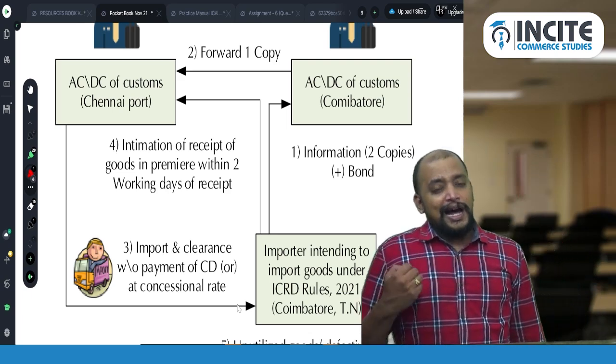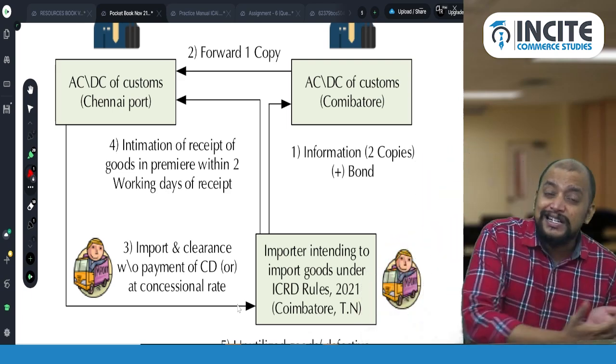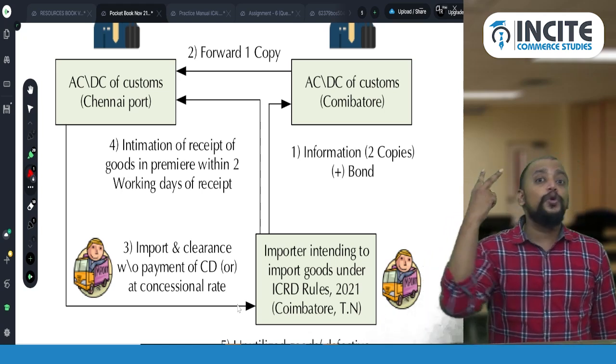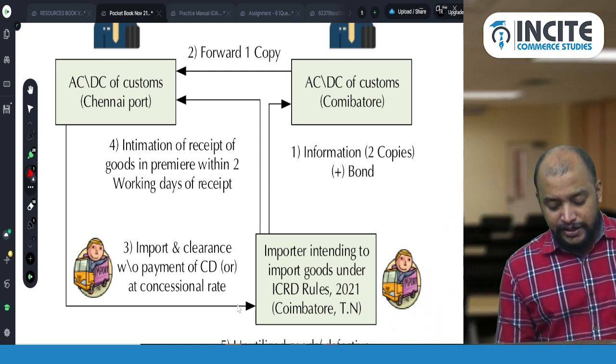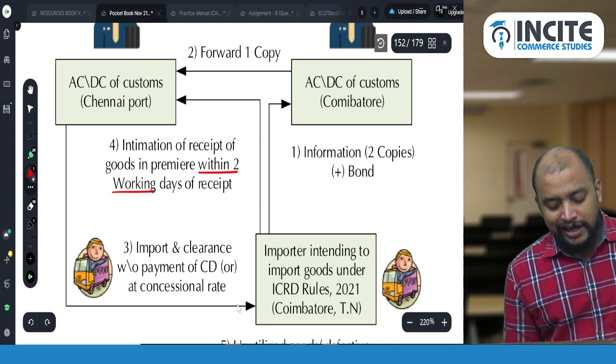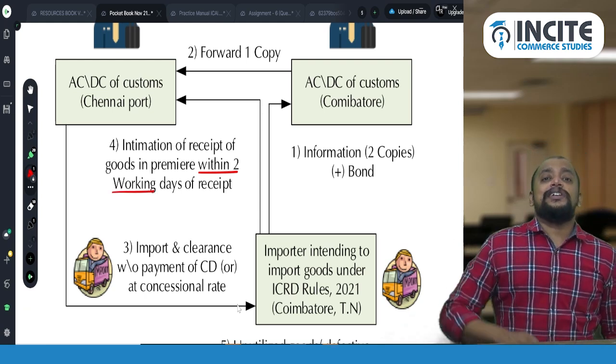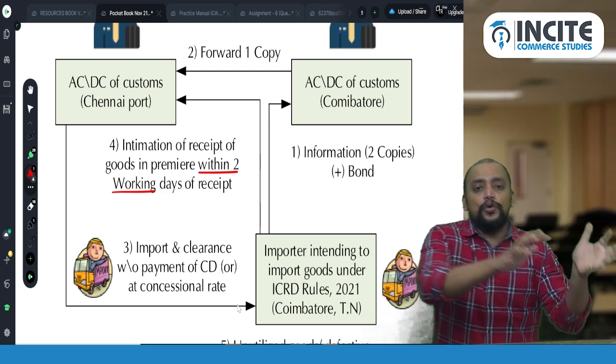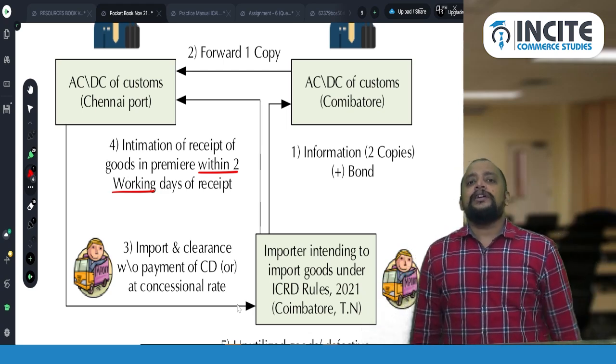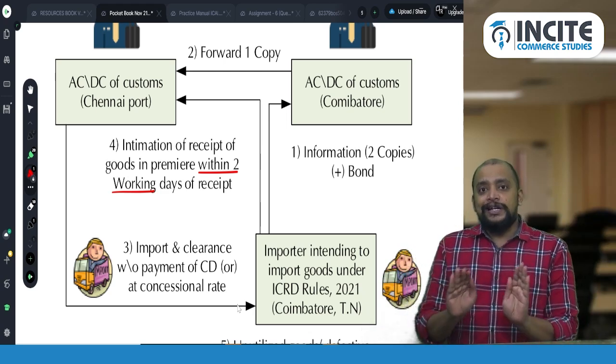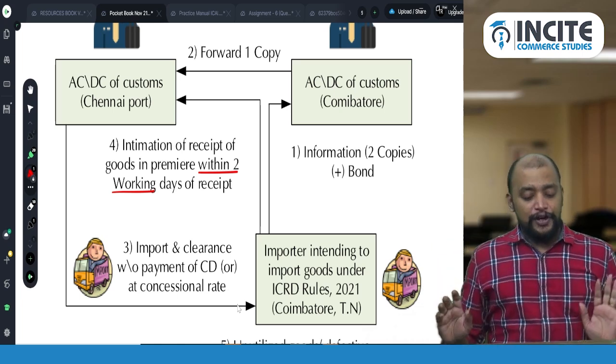Now that importer, once he receives the goods, within 2 working days should intimate to the Chennai ACDC that the goods are received. Okay, so these are the 4 points that the importer should follow.